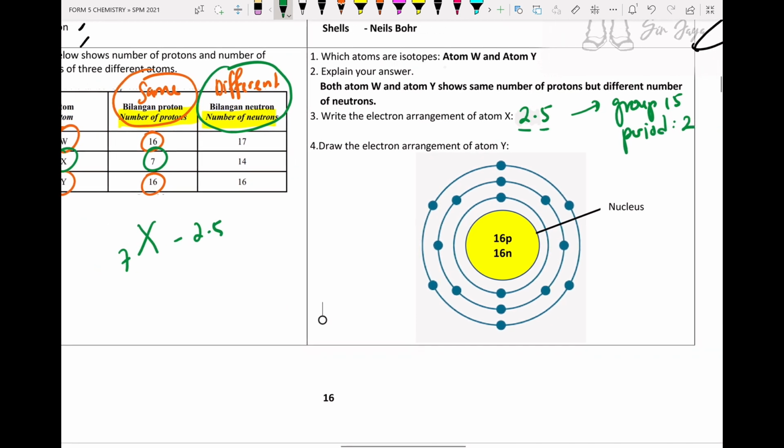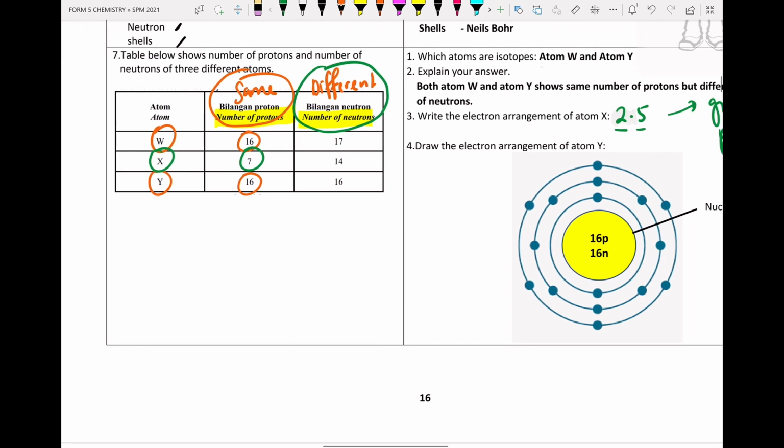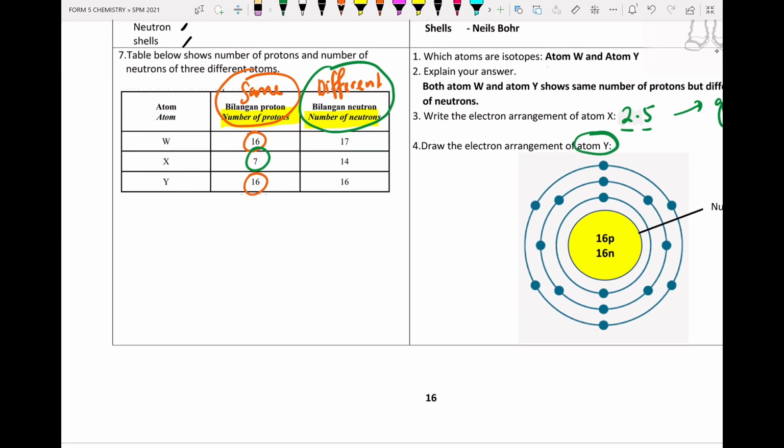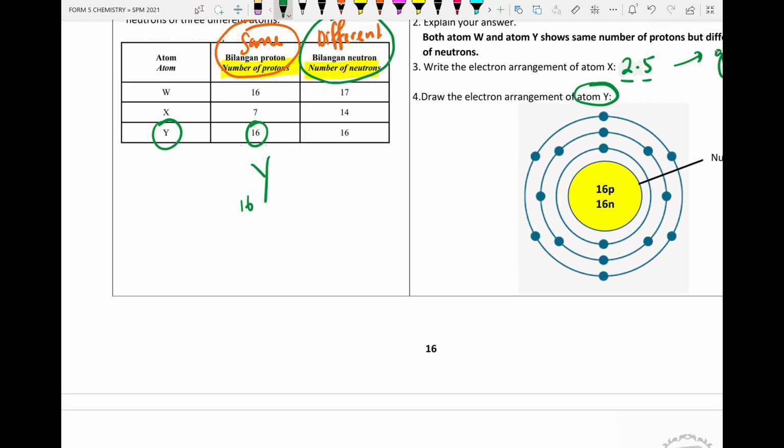All right, so next they ask us to draw the electron arrangement of atom Y. Atom Y is here. It has proton number 16, and nucleon number will be 32, proton plus neutron. This atom is neutral. When neutral, proton is equal to electron, so 16 electrons. The neutron will be 32 minus 16, that will be 16.